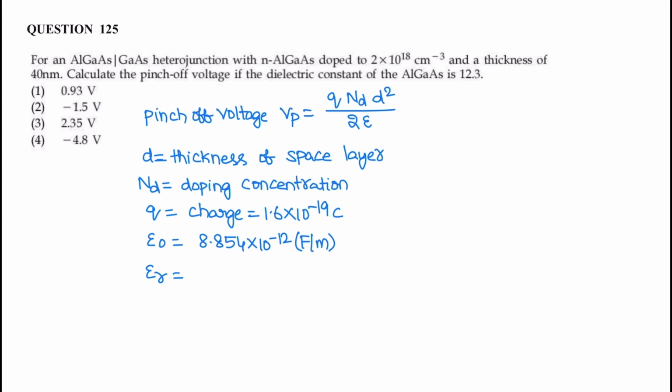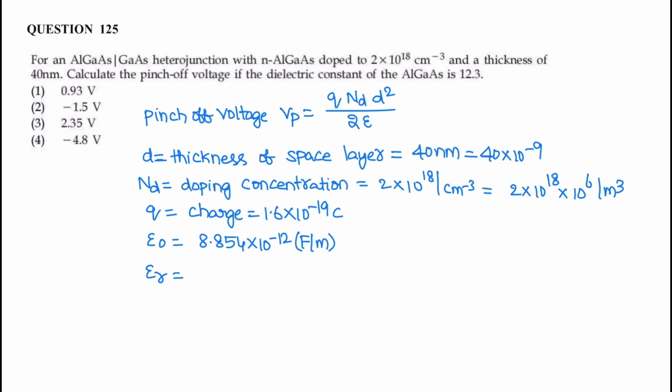Correct option is 3. Next question. For an aluminum gallium arsenide heterojunction with doping 2 into 10 power 18 per centimeter cube and thickness of 40 nanometer, the given thickness of the spacer layer is 40 nanometer, that is 40 into 10 power minus 9 meter, and the doping concentration is 2 into 10 power 18 per centimeter cube. That is 2 into 10 power 18 into 10 power 6 per meter cube.